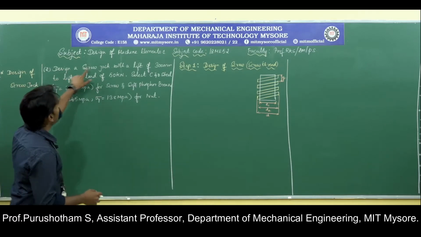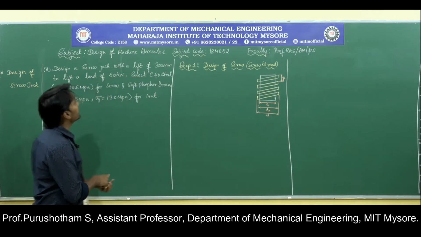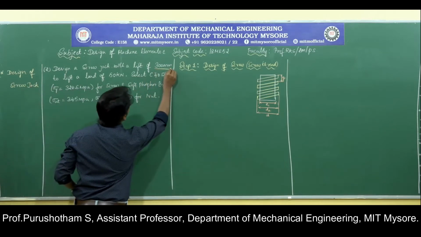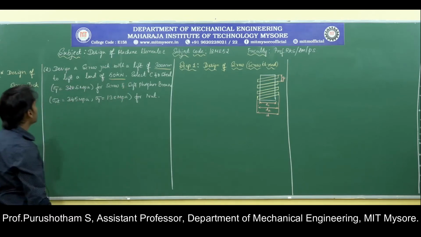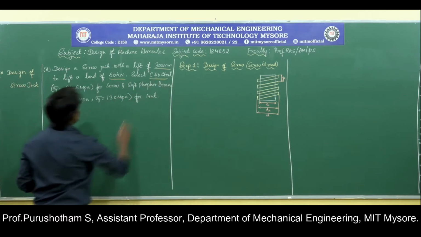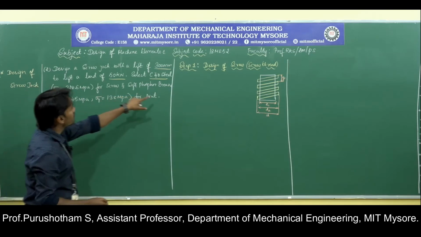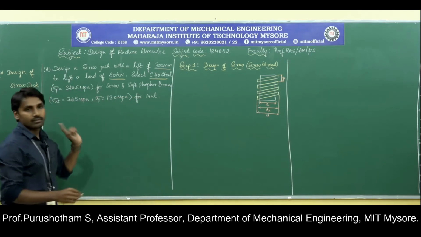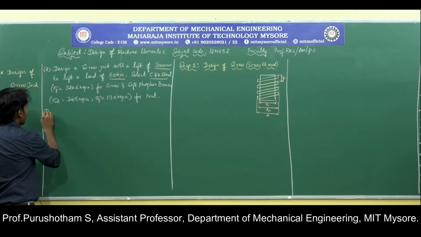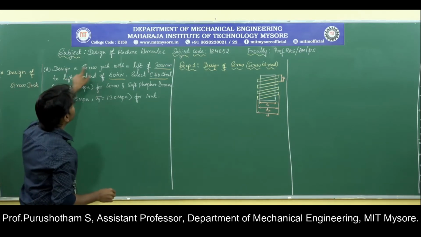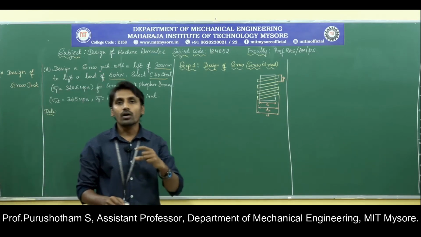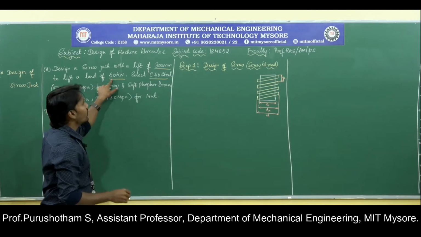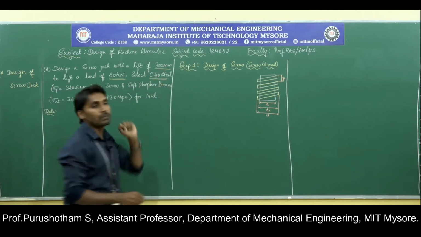Design a screw jack with a lift of 300 millimeter to lift a load of 50 kilonewton. Select C40 steel for the screw and soft phosphorus bronze for the nut. First I will extract the data that is given. We have to design a screw jack that has to lift a load of 50 kilonewton for a height of 300 millimeter.